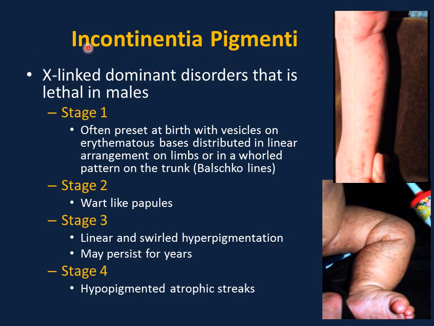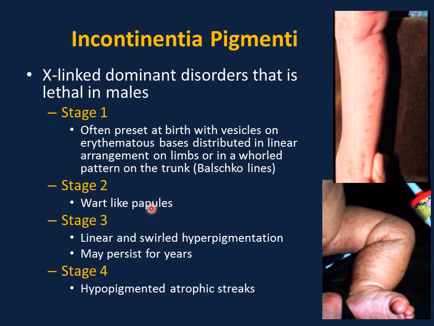Incontinentia pigmenti is an X-linked dominant disorder that presents only in females. It is lethal in males and boys, so it presents only in females. Stage 1 appears after birth with vesicles and an erythematous base, and can be mistaken for erythema toxicum, but the difference is that this one is persistent and goes through stages.